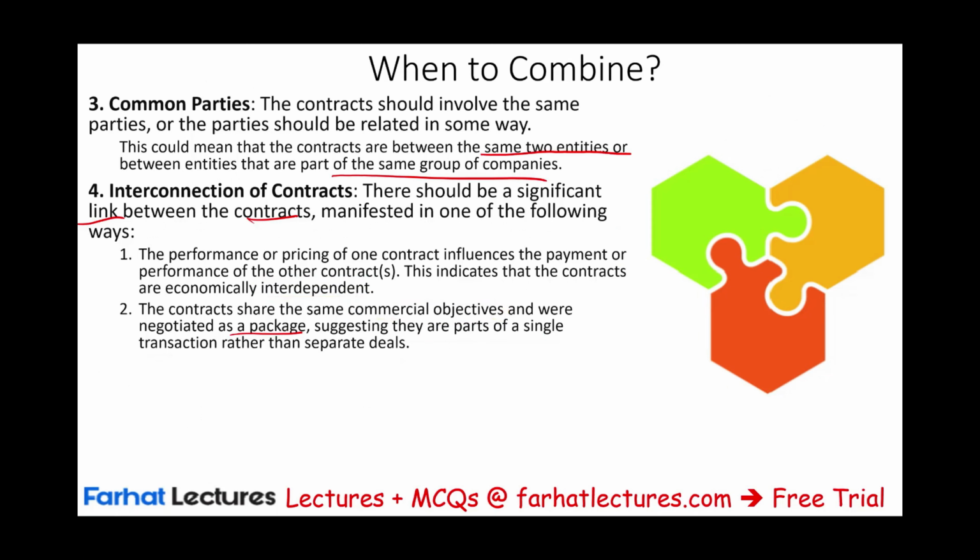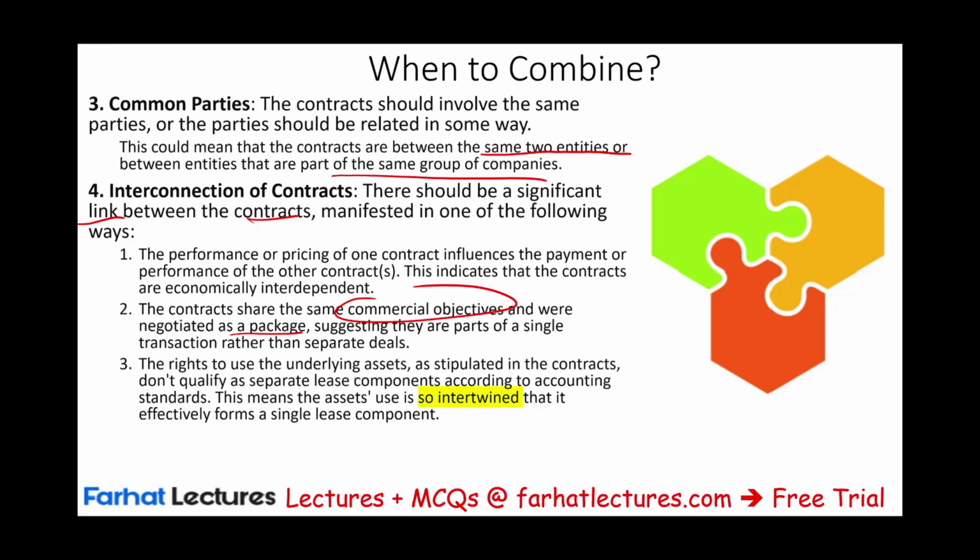So they share the same commercial objective, and the right to use the underlying asset as stipulated in the contract doesn't qualify as a separate lease component according to the accounting standard. And also, if we go back to, if you want to use it separately, they don't meet this. This means that the asset is so intertwined that it effectively forms a single lease component. They're interrelated. You cannot separate them. The whole commercial objective would be gone from the contract.